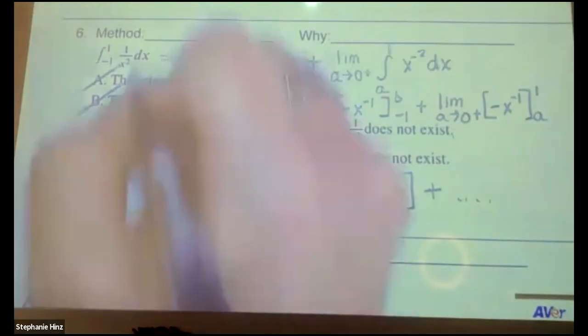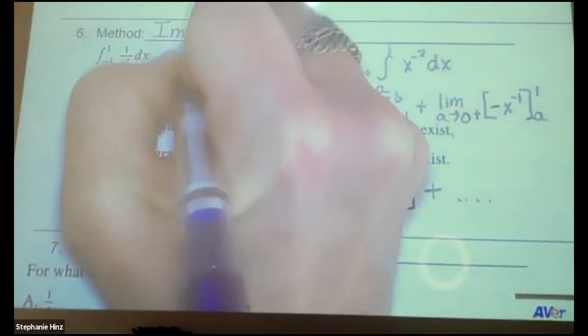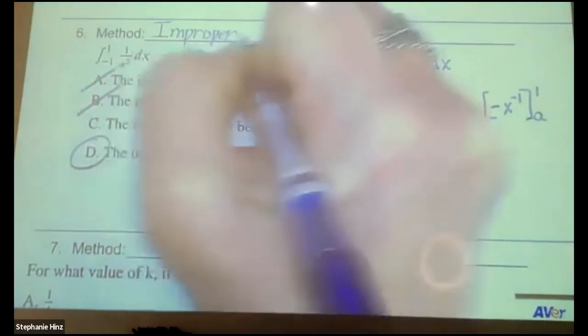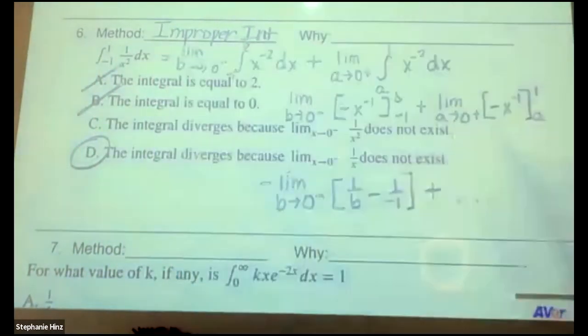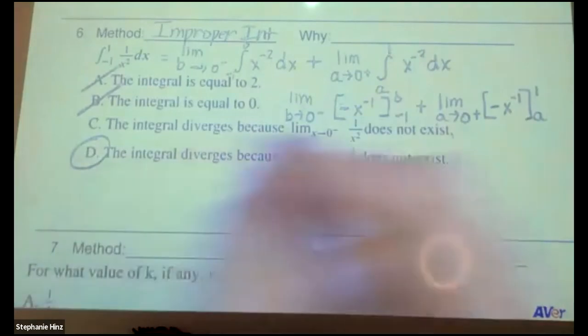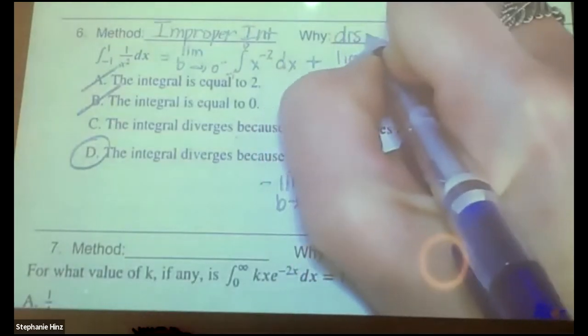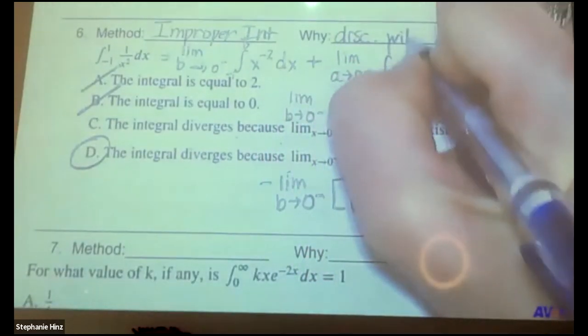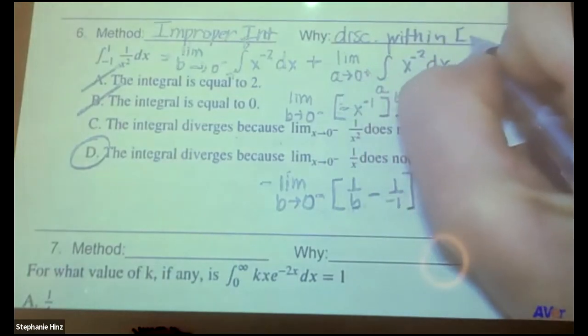So this was improper integrals. And why? Well, our why was because we had a discontinuity within A to B.